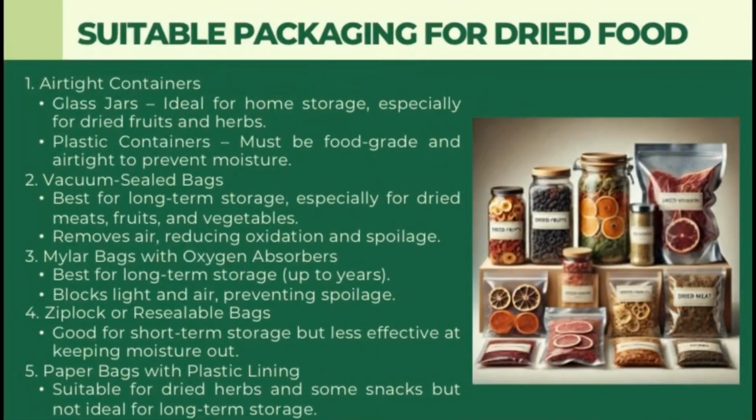For the last slide, it is about suitable packaging for dried foods. First is airtight containers. Glass jars are ideal for home storage, especially for dried fruits and herbs, or food grade airtight plastic containers to prevent moisture. Next is vacuum sealed bags. It is best for long-term storage like dried meats, fruits, vegetables, removes air, reducing oxidation and spoilage.